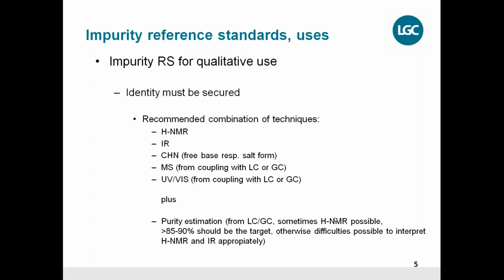Sometimes you can also do a purity estimation with HNMR, and you should have a target between 85% to 90% there for your purity. I'm not talking here about assay, but about purity. So, 85% to 90% should be the target. In some cases, you can also work with 80%, of course, but you should not go lower than that, because otherwise it will come to difficulties when it comes to the interpretation of the HNMR data, the signals there, and the infrared spectroscopy signals as well. And you will have difficulties to interpret those correctly when the material is lower in its purity than 80%, for example.